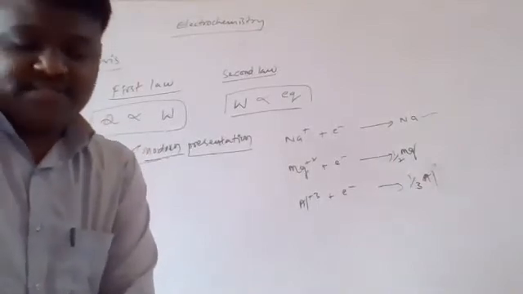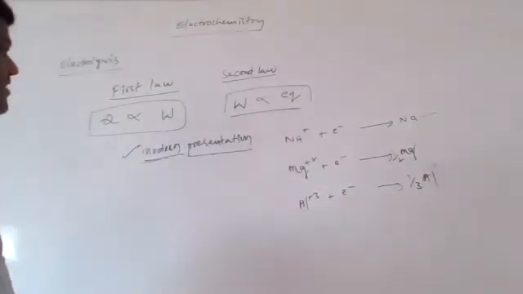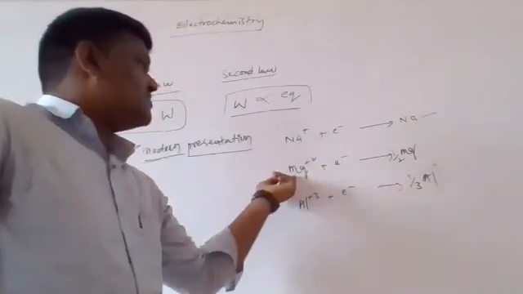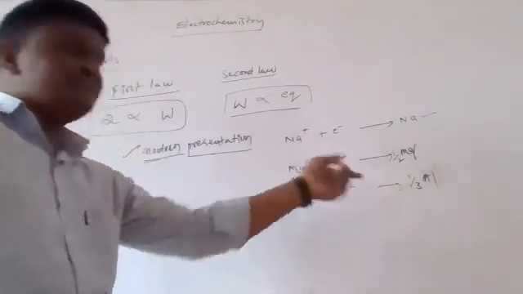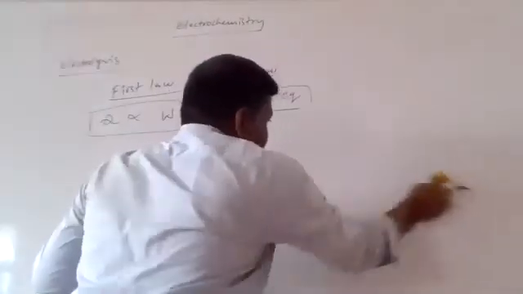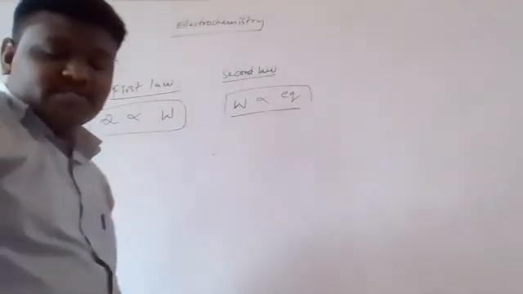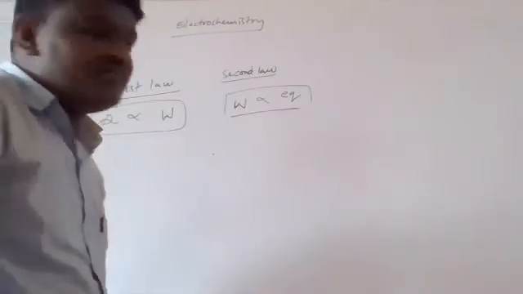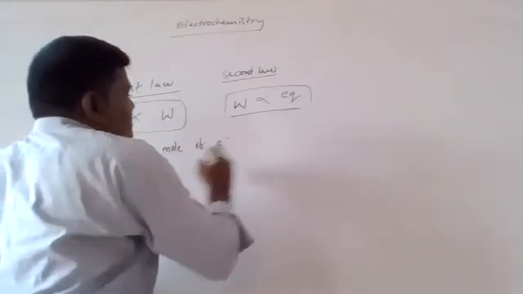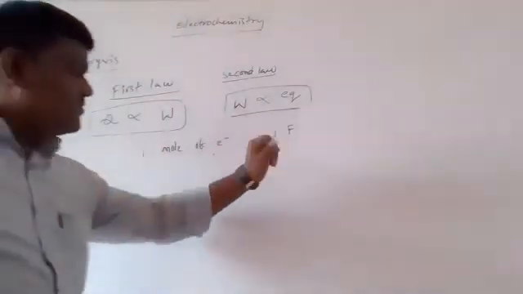The quantity of electricity passed by one mole of electrons is called 1 farad. If 1 mole of electrons passes, we get 1 mole of sodium, half a mole of magnesium, or 1/3 mole of aluminum. The quantity of electricity passed by one mole of electrons is known as 1 farad. 1 mole of electrons is equal to 1 farad.